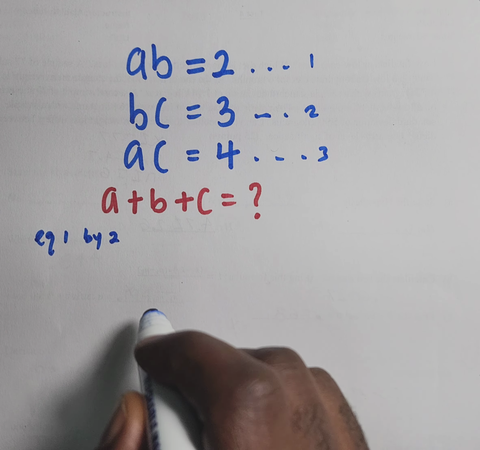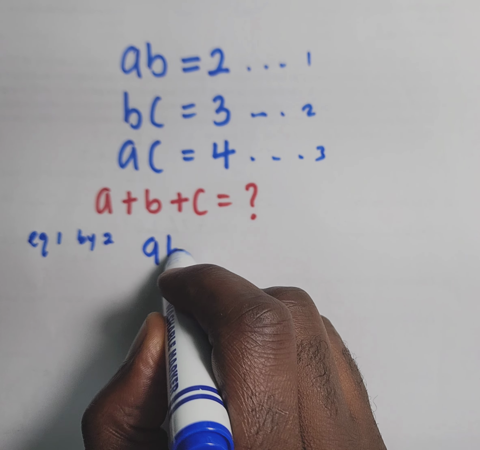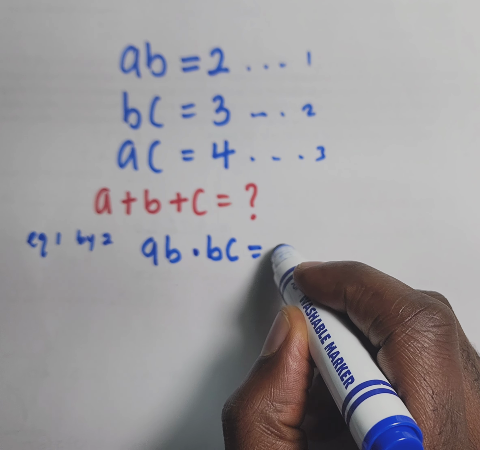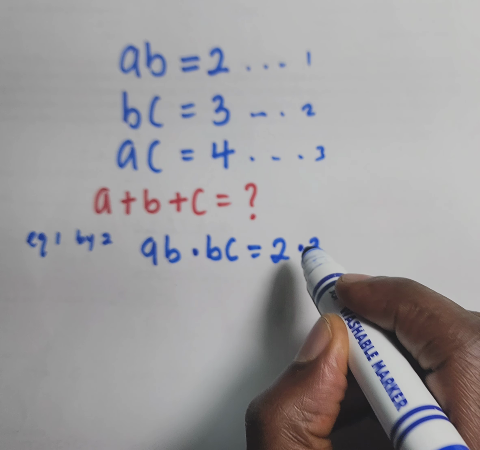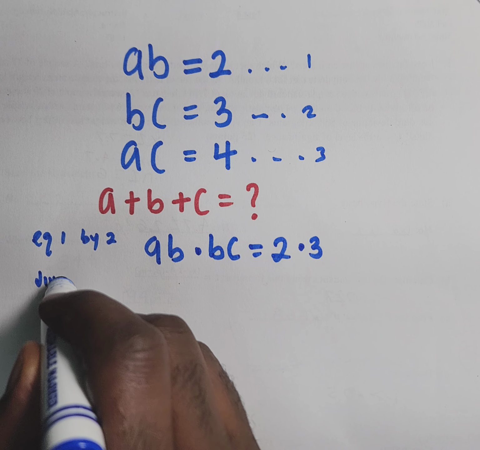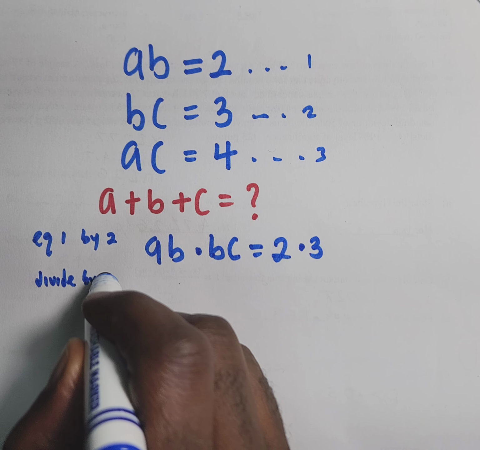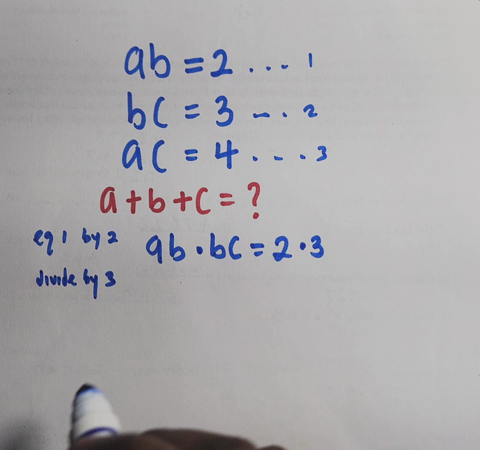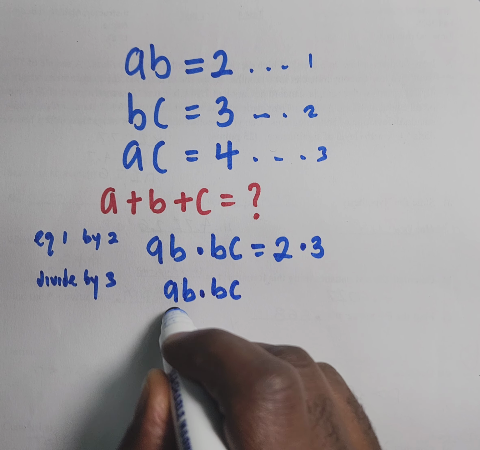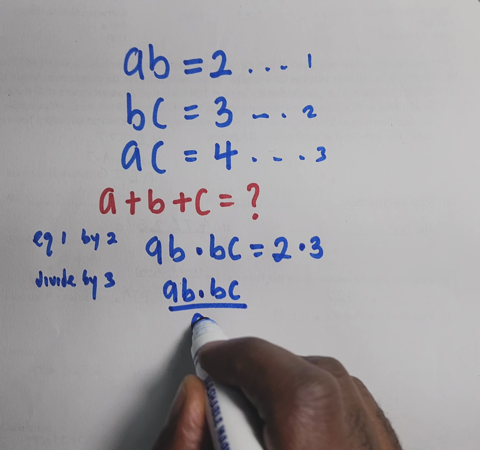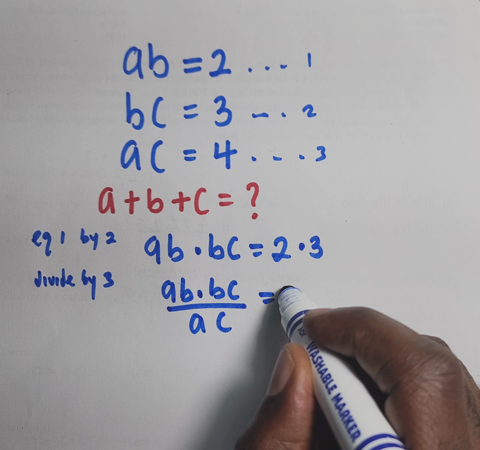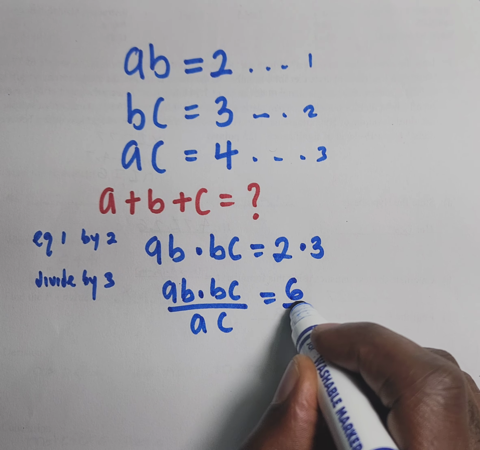Now, the first thing is multiply equation 1 by equation 2. Now, my equation 1 is ab times bc. This is going to be 2 times 3. Next is to divide by equation 3. That is, I have my ab dot bc, equation 3 is ac. So here we have 2 times 3, which is equals to 6 divided by 4.